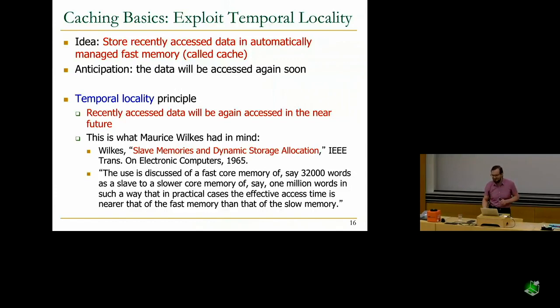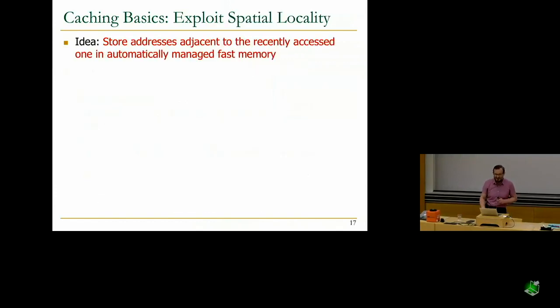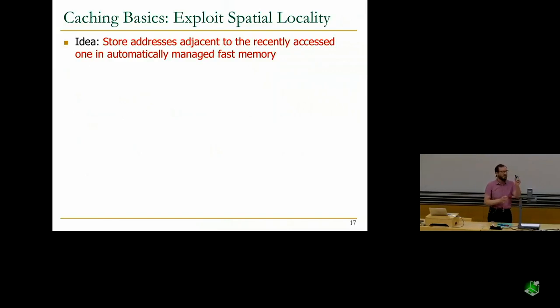Make sense? Okay. So spatial locality is different. The idea here, if you want to exploit spatial locality, is that you store the addresses that are adjacent to the recently accessed one in automatically managed fast memory. It's very simple. Basically, you don't store just the one word that you're accessing, but you store maybe a block that contains this word, right? That's the idea. And that's where the name block comes from. We're going to store blocks of data into cache, not just single words that we've accessed.